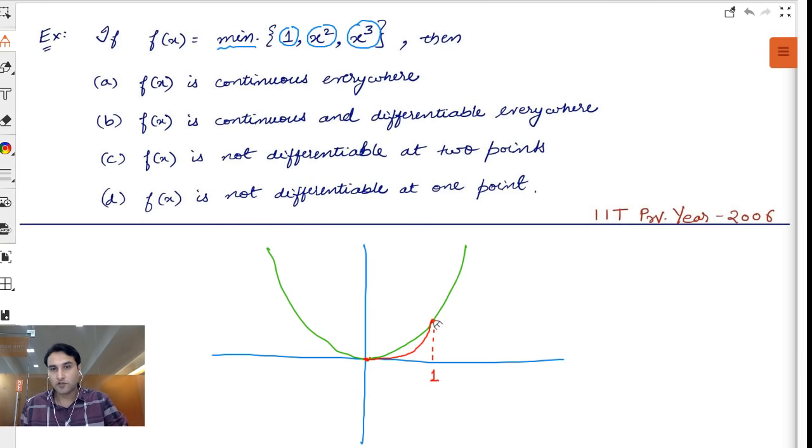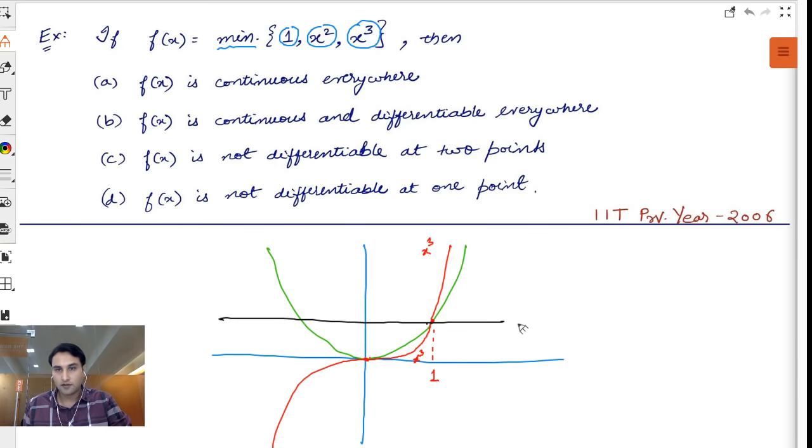But beyond 1, which will be higher? X cube will be higher. So x cube, and x cube goes below here as well. And the third graph is y equal to 1, which all of you know. So this is the graph of y equal to 1, horizontal line. Y equal to 1, this point is 1 comma 1, right? Cool. Now you need to tell me which one is the lowest.